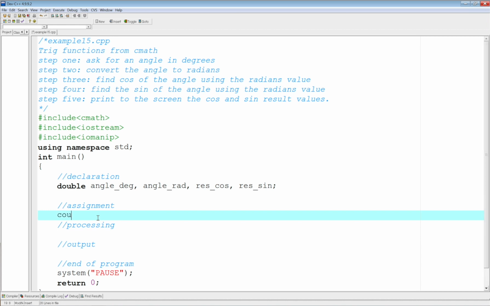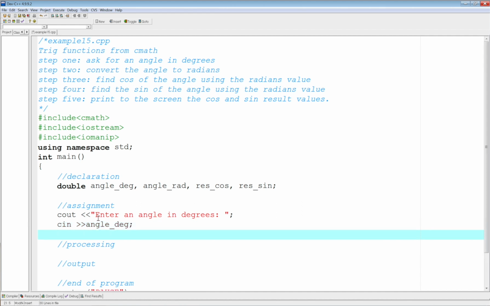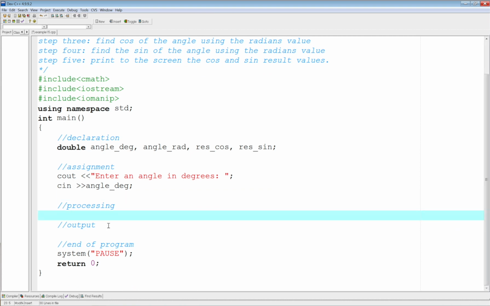So first, you're going to ask the user, cout, enter an angle in degrees. Okay? That would typically be the natural way someone will enter an angle. So cin, and you're going to enter that to the angle in degrees. Okay? And that's it as far as the assignment is concerned. Now we've got a whole bunch of processing to do. We need the angle in radian before we find the result for the cosine and the result for sine. Okay? So, remember the angle in radian.